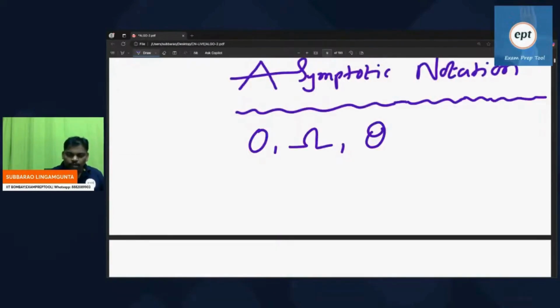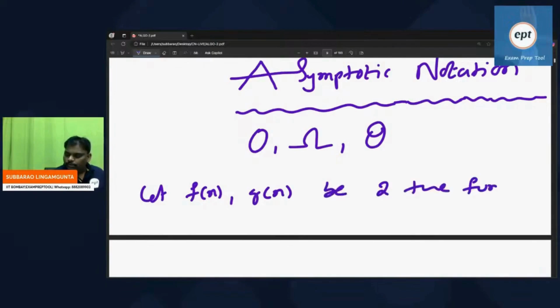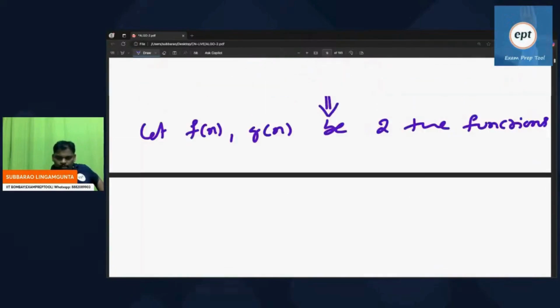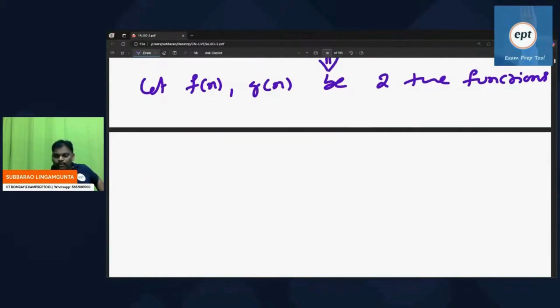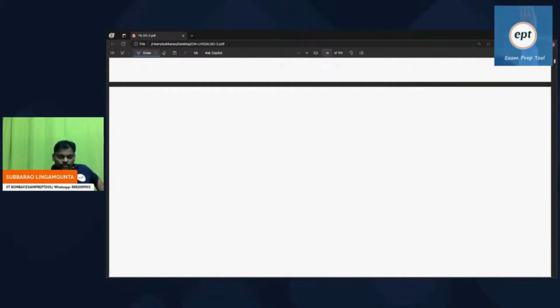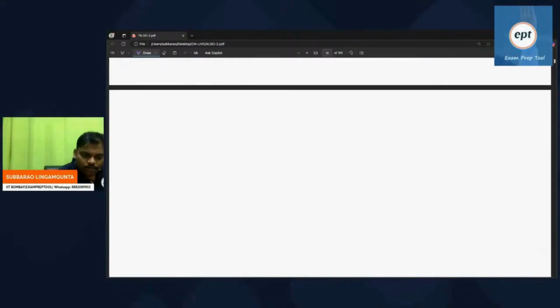But before going into all these three, let me write one small line. Let f of n comma g of n be two positive functions. This is the major line: two positive functions. We are discussing positive functions only. Now let's write the big O notation.